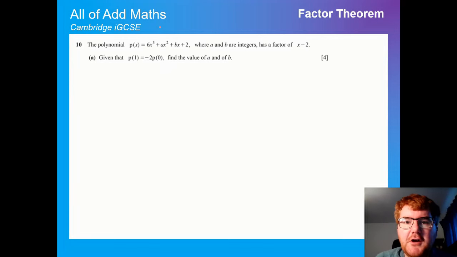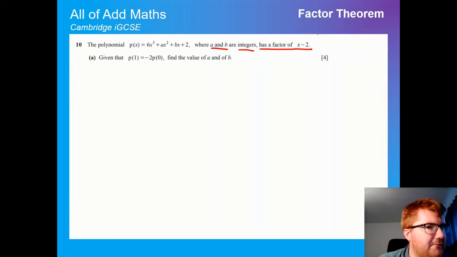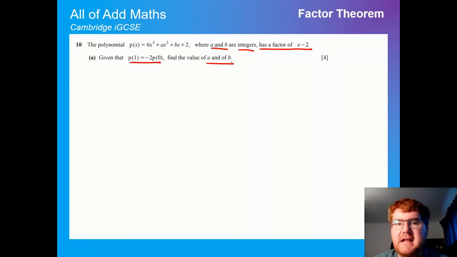So we're given another polynomial at this point, and we're told a and b are integers. Always good to know that because if you get a fractional answer, you've gone wrong somewhere, and then you need to go back and look at it. So here we're told it has a factor of x minus 2. So that's slightly different wording to what we've seen before. And then we're given our second piece of information, which is always needed if we're going to work out a and b here.